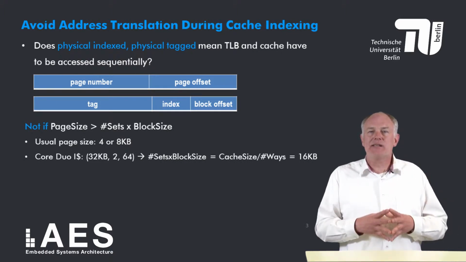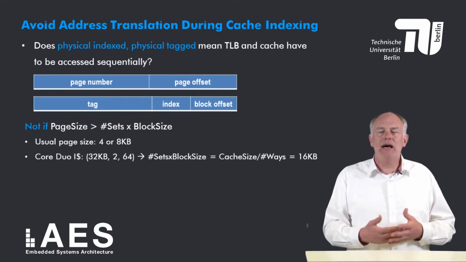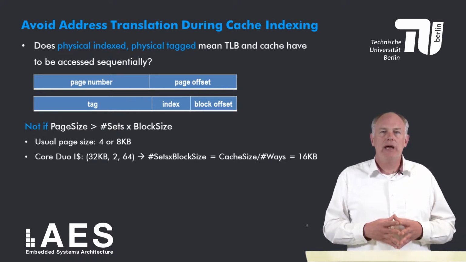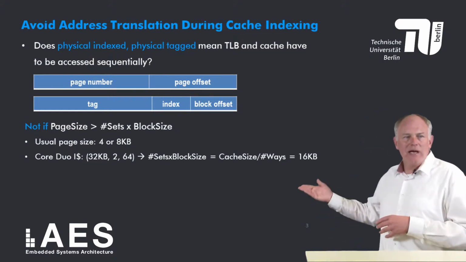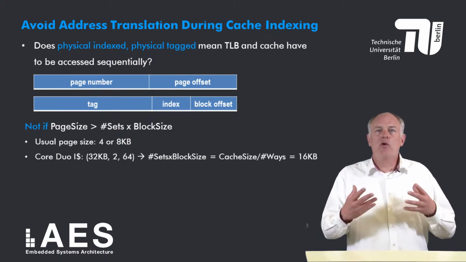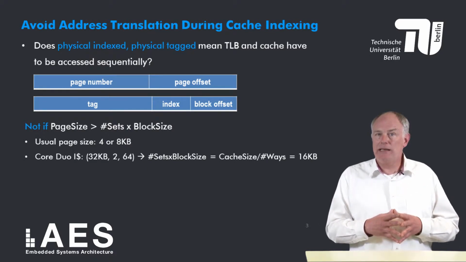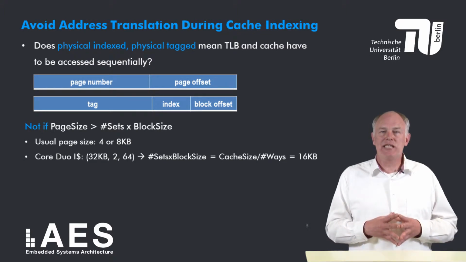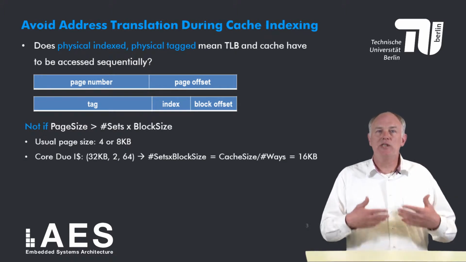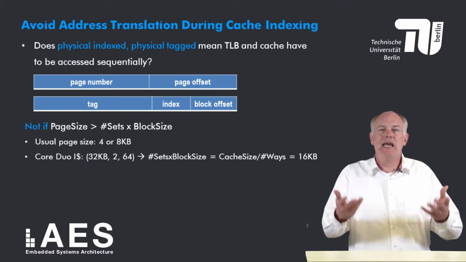When are the cache index bits part of the page offset? Well, this is the case when the page size is larger than or equal to the number of sets times the block size. Is this common? Well, let's look at an example. A typical page size is 4 or 8 kilobyte. And the Core Duo instruction cache had the following parameters: size 32 kilobyte, associativity 2, and a block size of 64 bytes. In this case, the number of sets times the block size, which equals the cache size divided by the associativity or number of ways, equals 16 kilobyte.